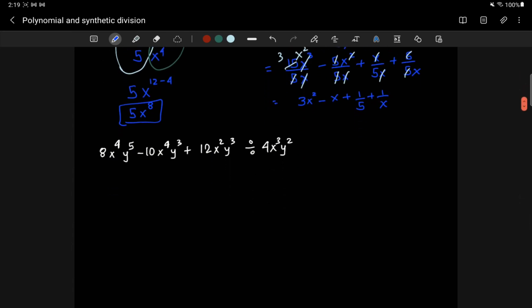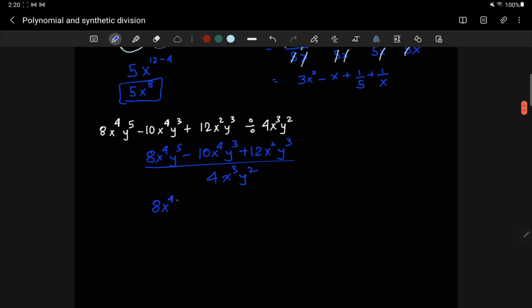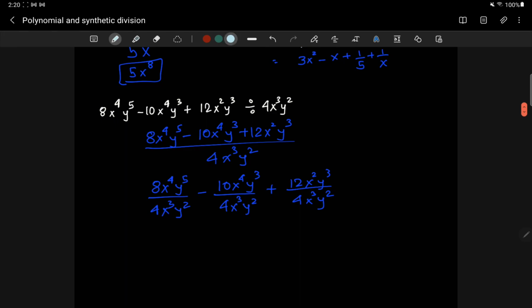One more example. There's x and y mixed up here. So again, we do the same thing. We write this as a fraction with a numerator and a denominator. Thereafter, we distribute the fractions as 8x to the 4 y to the 5 over 4x cubed y squared minus 10x to the 4 y cubed over 4x cubed y squared plus 12x squared y cubed over 4x cubed y squared. And then we cancel what we can.